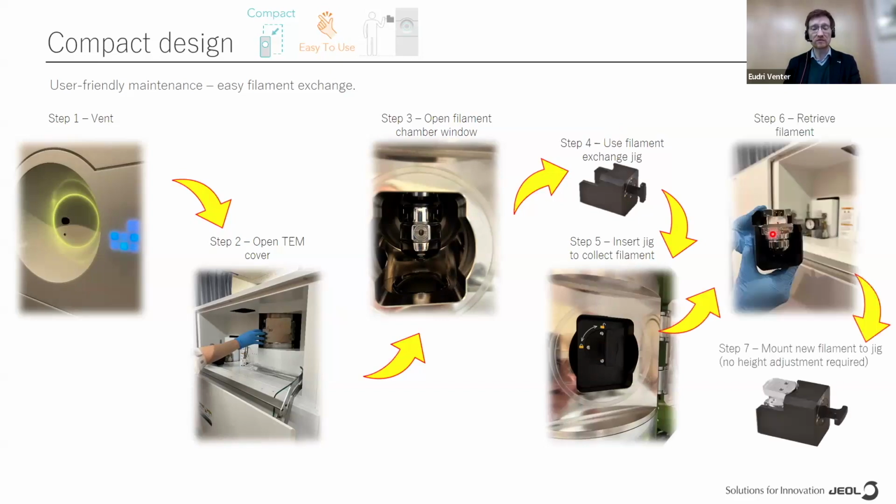You can replace the cartridge, or you can take out the filament from the Wehnelt, clean that, and then replace the cartridge back. There's no need for height adjustments anymore. You then take the same jig, put it back into the microscope, go from the unlock to the lock position, remove the jig, and close the door again. And basically that's all that's required in order to do a filament exchange. So it's a significantly easier process for the general user.